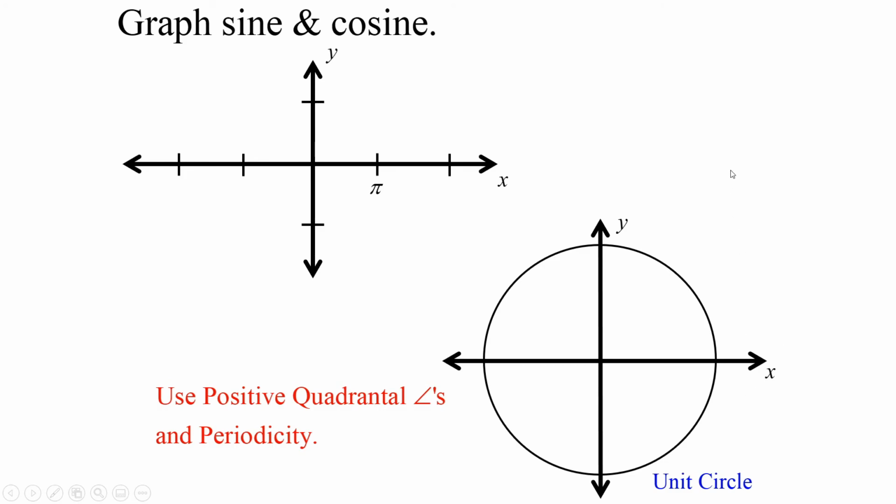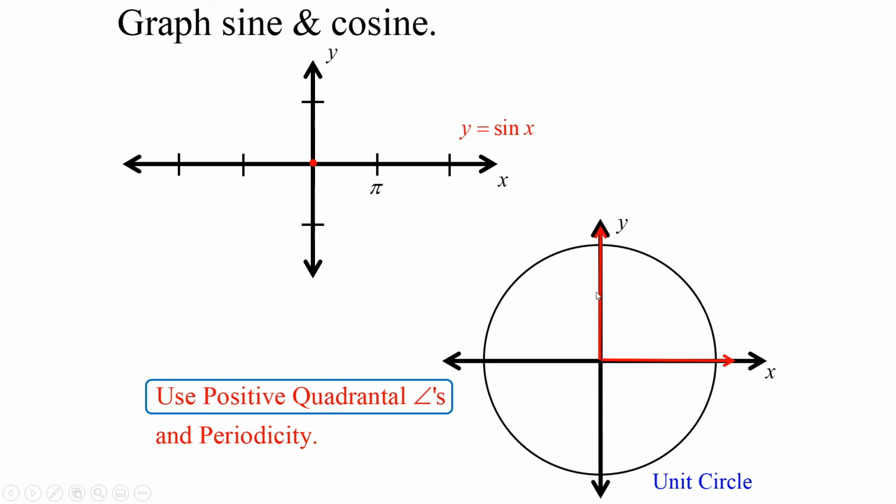Which one do we want to graph first, sine or cosine? Let's graph sine. So think about 0 and see the pi right there. I'm going to use radians. So 0 radians right here. What's the height at that point? It is 0. So when theta equals 0, y equals 0. So that's the point 0, 0. That's where sine begins.